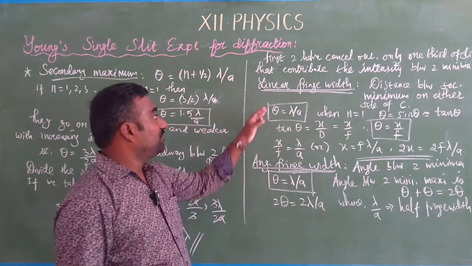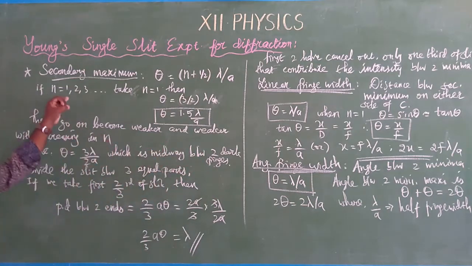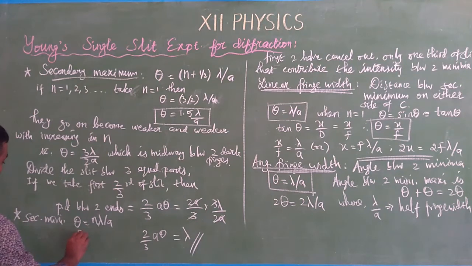Okay, so we have found the linear fringe width and the angular fringe width. Before this we saw secondary maxima and secondary minima. How to find the secondary maxima and the secondary minima. Secondary minima I forgot to say. In a secondary minima, theta is equal to n lambda by a. If you substitute n is equal to 1, then we get theta is equal to lambda by a. This is the secondary minima.